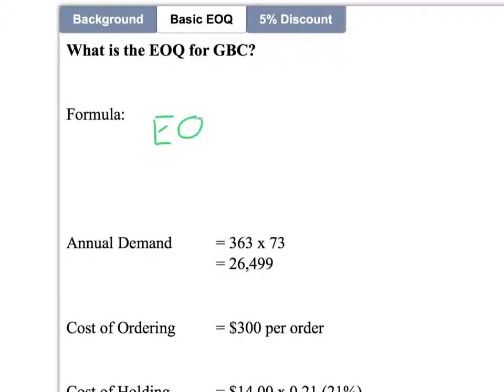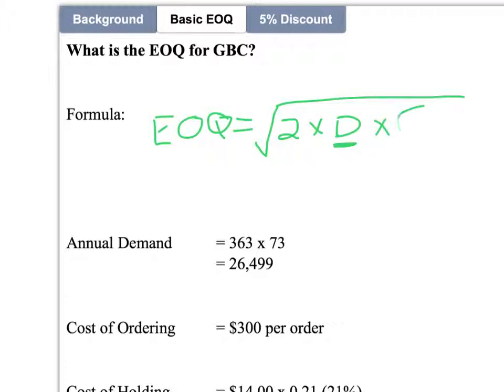So I'm going to stay in green here. Economic order quantity is the square root, and you're going to see this formula set up a couple of different ways, but they both work out to be the same. It is always 2 times demand. This demand, though, is very specific because it's annual demand, and it's important that we get that piece right. Times the cost of ordering, that's O, divided by the cost of holding.